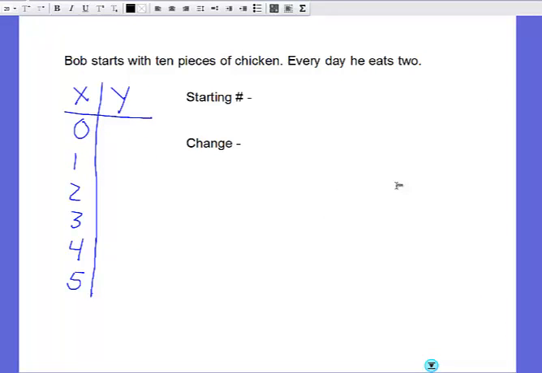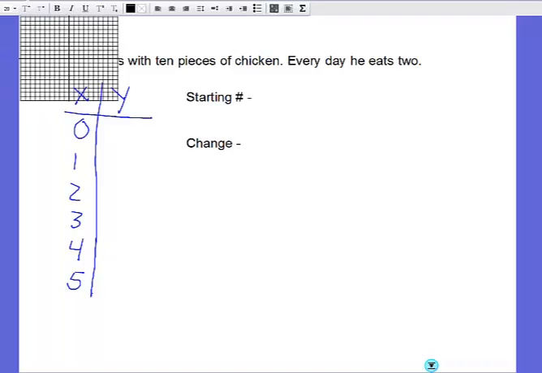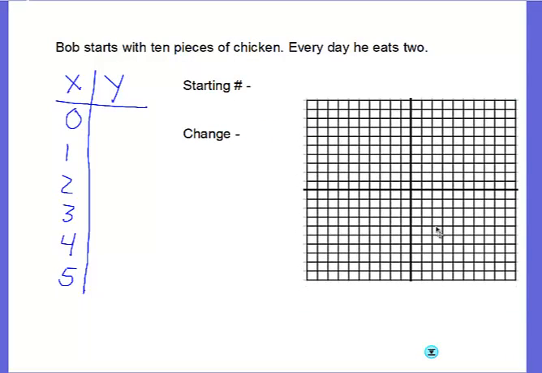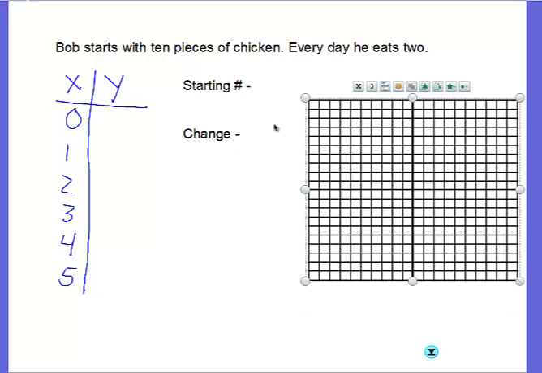All right, what I want you guys to do now is pause the video because this is the end. But when you're done with the video, I want you to finish this problem where our friend Bob starts with 10 pieces of chicken. Every day he eats 2. Okay, and I want you to be able to fill in the rest of this chart. Okay, I want you to find the starting number and the change over the course of the whole thing. And then also what I'd like you to do is graph the line on a piece of graph paper. If you need paper, let me know.